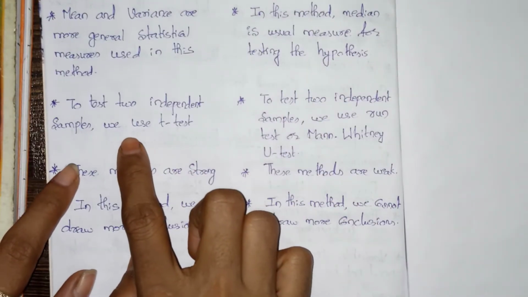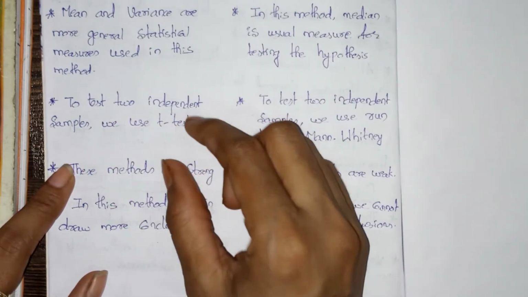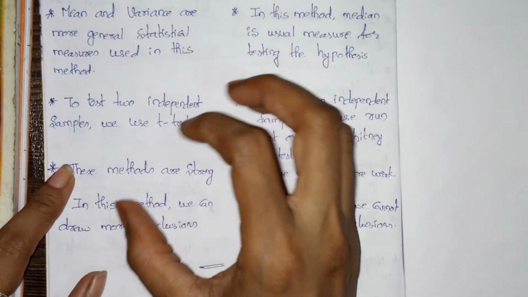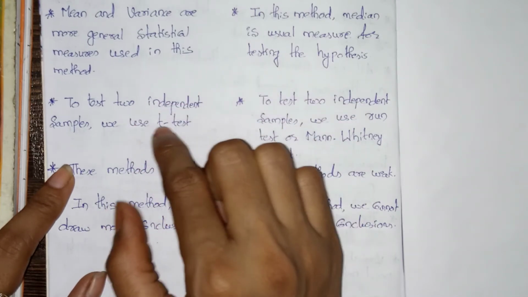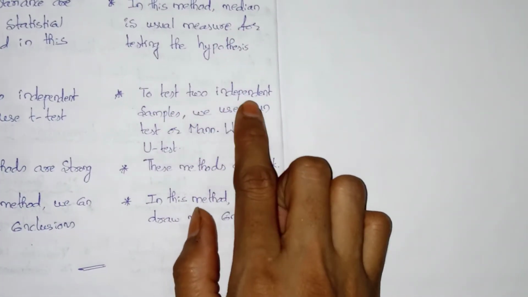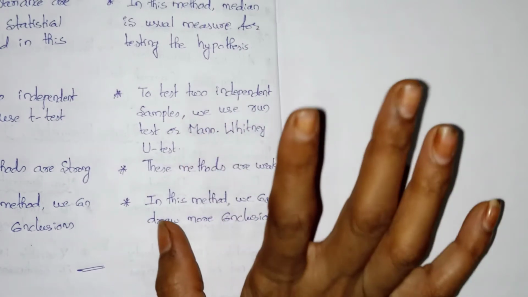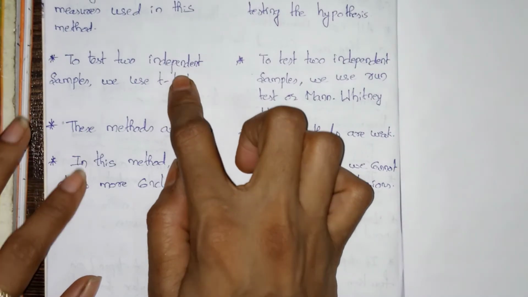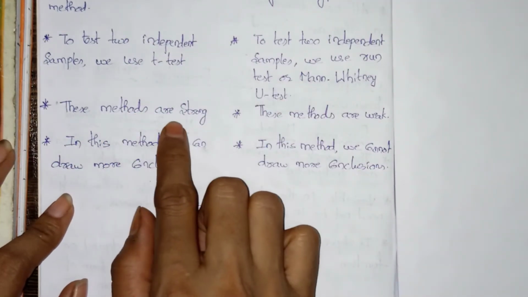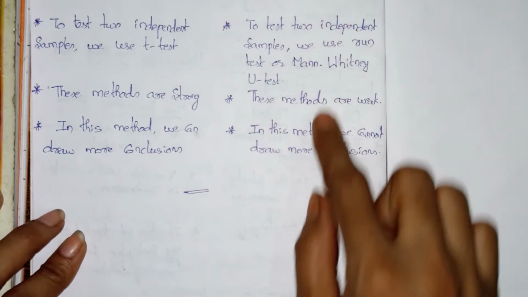And next point in parametric, to test two independent samples we use t-test. If you want to test two independent samples which are collected from the population, here we use t-test. But in non-parametric, to test two independent samples we use run test or Mann-Whitney U-test. We can use any method, but here we have to use only t-test. Next one, parametric methods are strong, but non-parametric methods are weak.